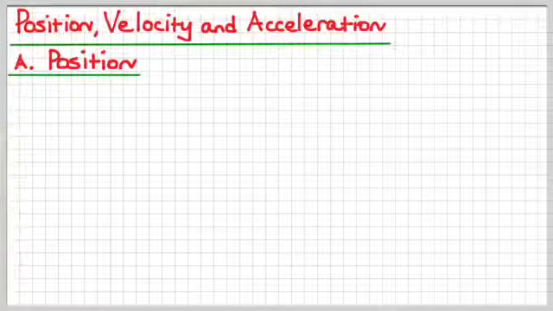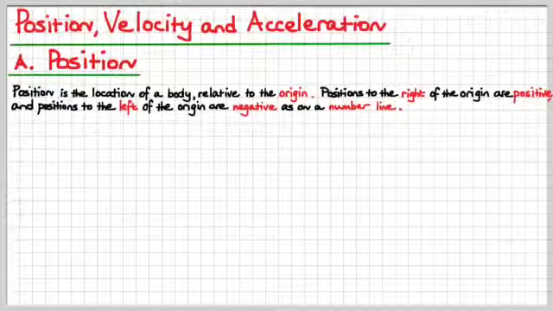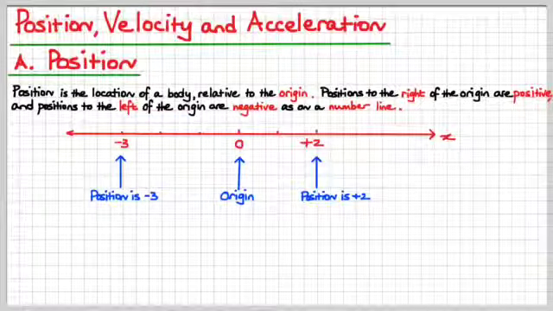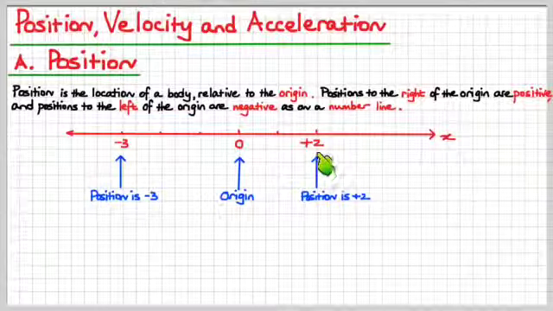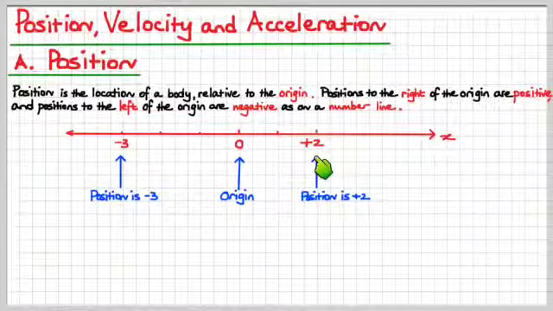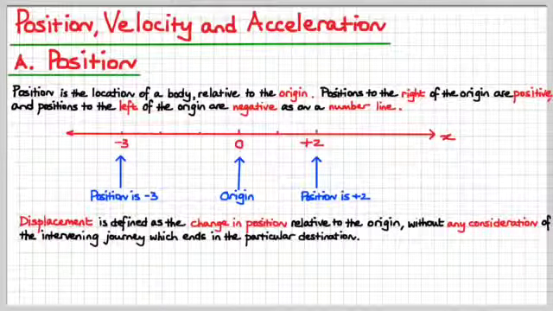Okay, let's go. We'll have a look at position. Now, position is the location of a body relative to the origin in all of the study that we will do. Positions to the right of the origin will be positive and positions to the left of the origin will be negative, just as you have on a number line. Have a look at this. Now, okay, that's pretty easy, isn't it? Intuitive, that's the origin. That position relative to the origin is plus 2, okay? This position relative to the origin is negative 3. Okay, very easy because you know about number lines.